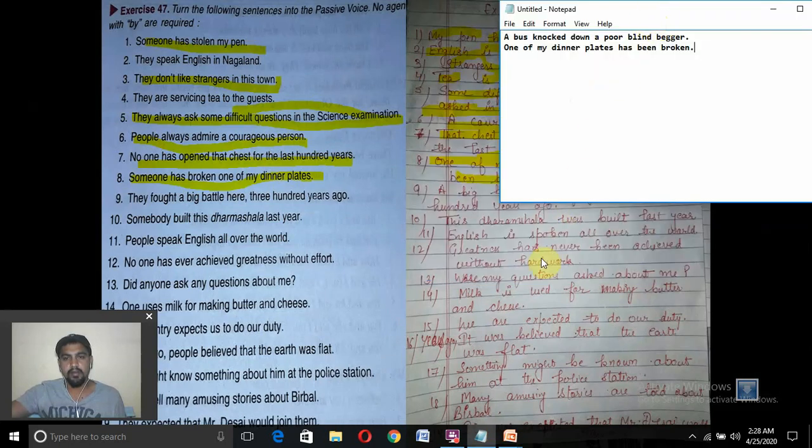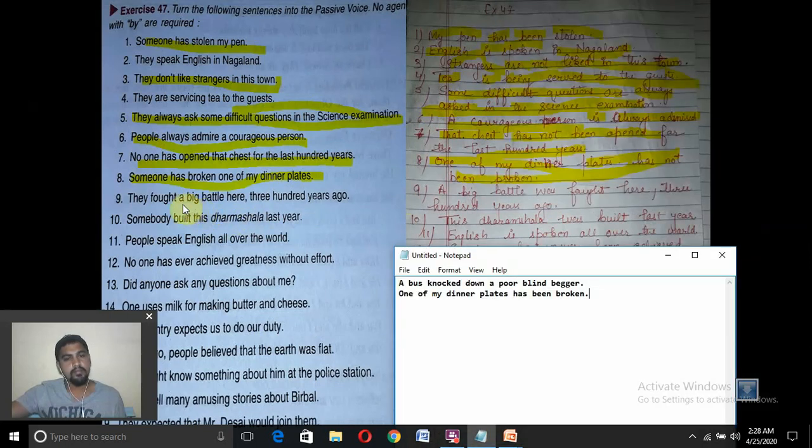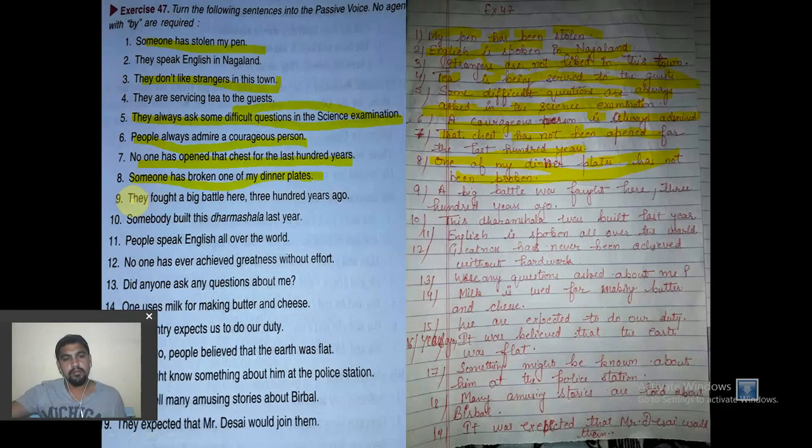Now you see, I'll keep it open. Let's just move on with that. The ninth one is, they fought a big battle here 300 years ago. 300 years ago would remain as it is. We have to see what the tense is. Fought a big battle, so past indefinite, then was/were plus verb third form would be used. A big battle is singular, so a single battle we are talking about. A big battle was fought here would be the answer. Was fought here 300 years ago.